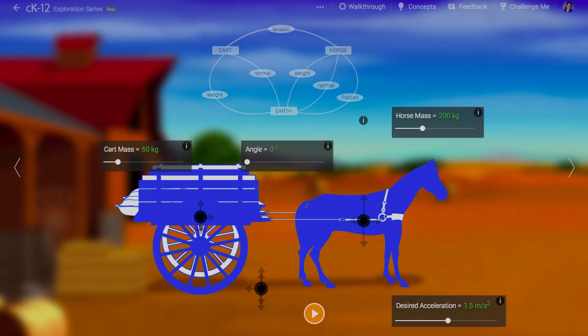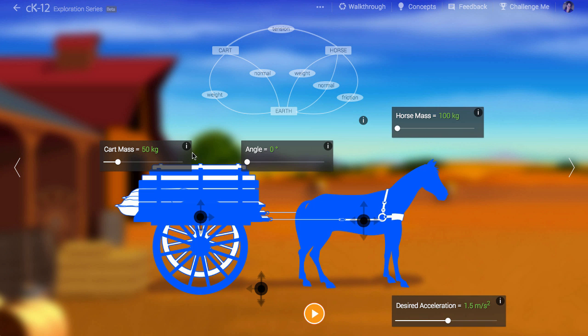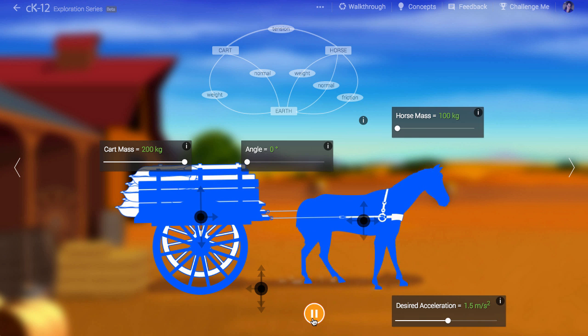There are a lot of different ways we can play with this system. What do you think will happen if the horse is much lighter, but the cart is much heavier? The horse starts to slip. It can't apply the static friction force needed to accelerate at the specified value.